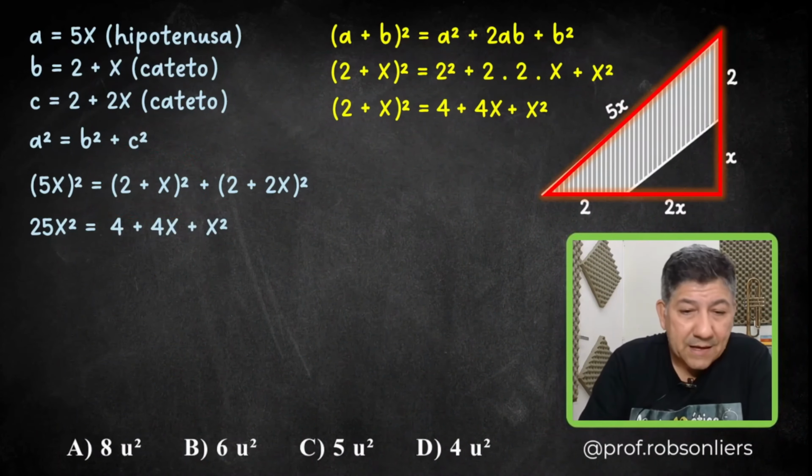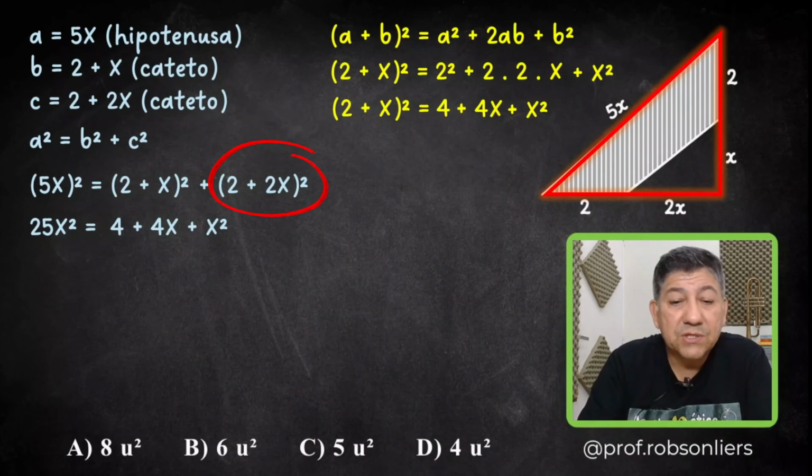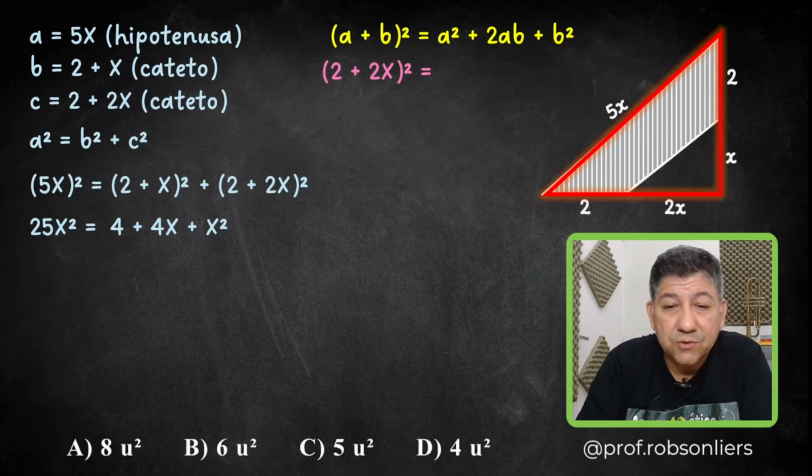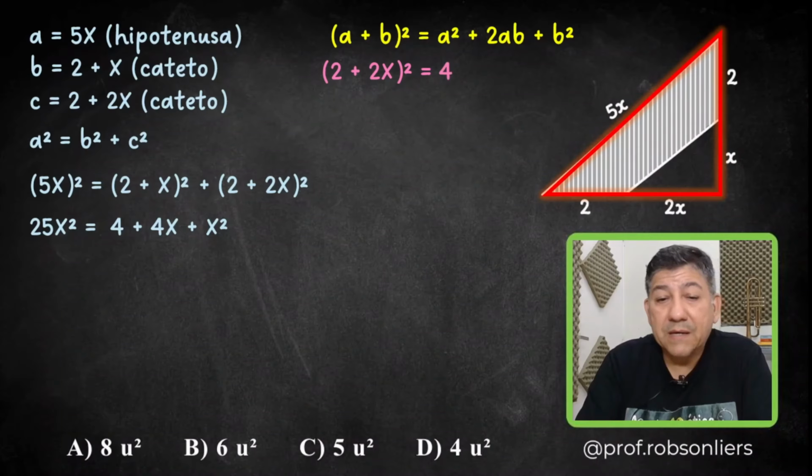Now, plus the quantity (2 + 2x) squared, another remarkable product. Let's solve it here. (2 + 2x), all squared, same formula, a squared plus 2ab plus b squared. The first term is 2, isn't it? So, the square of the first term, 2 squared, I'll put it right here, which is 4, plus 2 times the first times the second. 2 times 2 is 4, 4 times 2x is 8x. I'm solving it directly, okay? Plus the square of the second term is this one here.